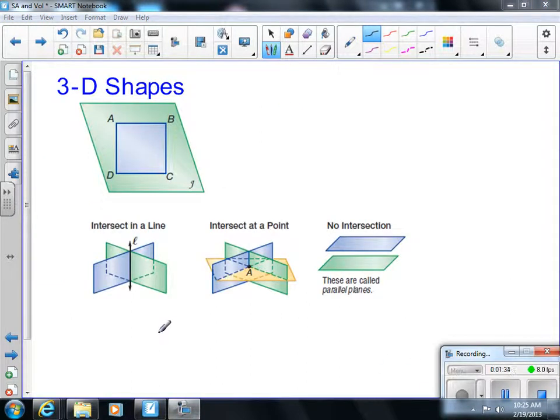Okay, 3D shapes are made up of planes or parts of a plane. Now you can have more than one plane that intersect, and they can intersect along a line, such as the corners of two walls would be two planes that intersect along a line. You can have planes that intersect at one point. So this one would actually be all three of these planes. The yellow one, the blue one, and the green one all intersect at one point. And you could have what we call parallel planes, where they do not intersect at all. They will never touch or cross.